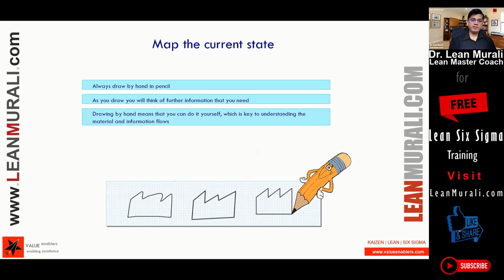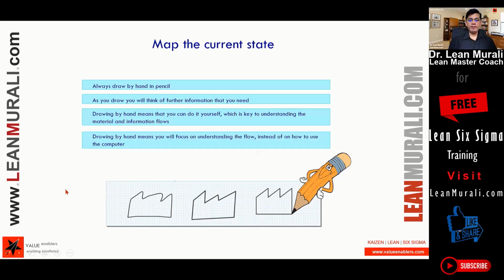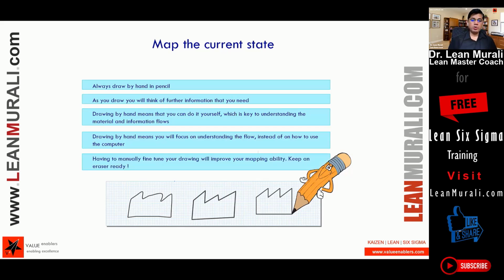Drawing by hand means that you can do it yourself, which is key to the understanding of the material and information flows. Drawing by hand means you will focus on understanding the flow instead of how to use a computer. Because many times what happens when you start using the software, the focus is more on learning the software and understanding the features of software rather than really going into the matter which we are discussing. Having to manually fine-tune your drawing will improve your mapping ability.